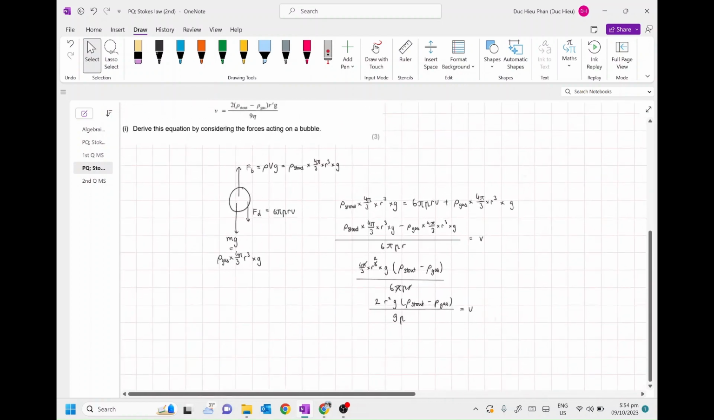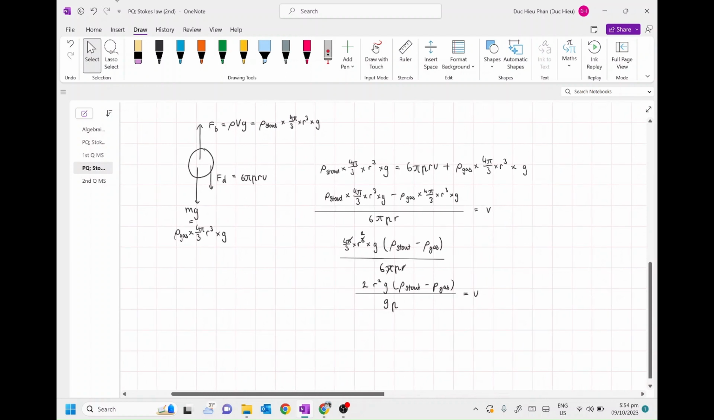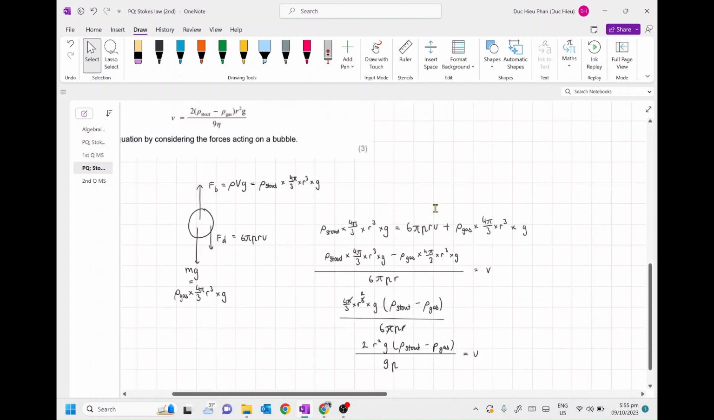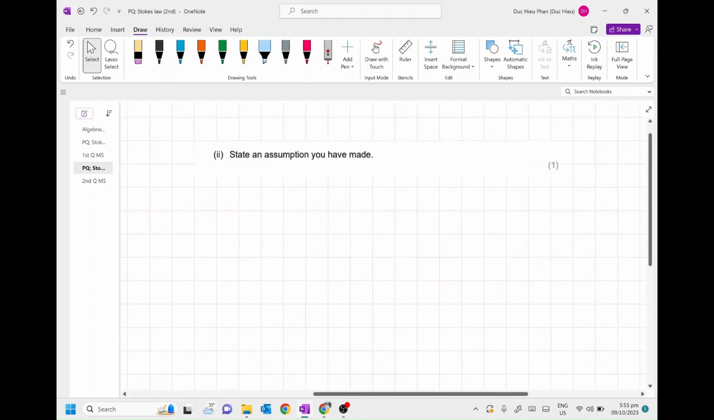Okay, so as long as you understand the process that I reach here, and most importantly understanding the forces occurring onto the bubble, and being able to substitute the mass with the density of the gas and the volume of it, and then setting it into an equation like this, you'll be fine, right? So let's move on to the next question.